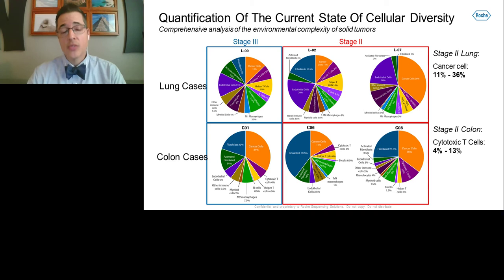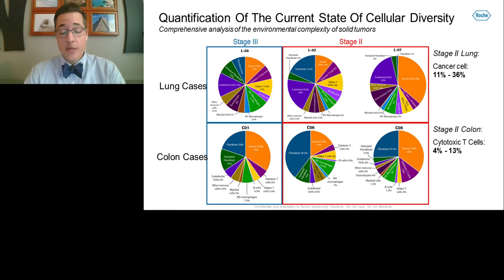And frankly, LO2, that is a stage 2 tumor, looks very similar to LO9, which is the stage 3 tumor to the left. So we just find these differences to be very, very interesting. The same can be shown down in the bottom with the colon. Again, we have very different percentages of cancer cells, but very strikingly, we have in CO8, 13% cytotoxic T cells, whereas in CO6, we only have 4%.